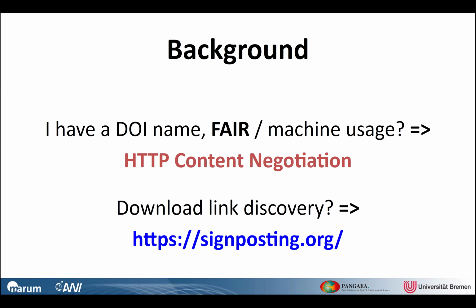And there are two mechanisms for doing that. The first one is HTTP content negotiation. And that one is simply available, so you can tell, I have that DOI and I want to get the data in that metadata format. For example, in the ISO 19139 metadata format, or I want to download the data.